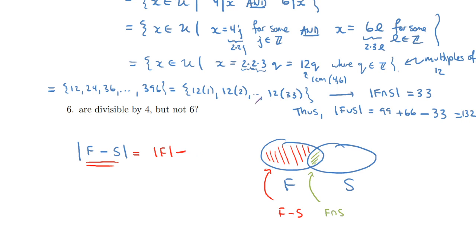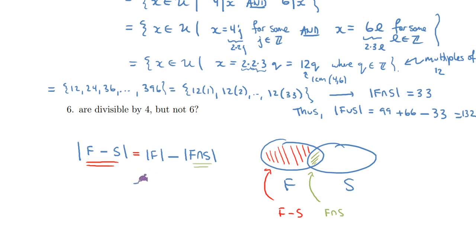Sorry, I'm switching colors again. So it'd be the size of F, and then you would subtract off the size of the intersection. And that's your green set there. But we've already figured this out: that intersection was multiples of 12, and we knew how many those were, and we know how big F is. So we can tell how big this set is.